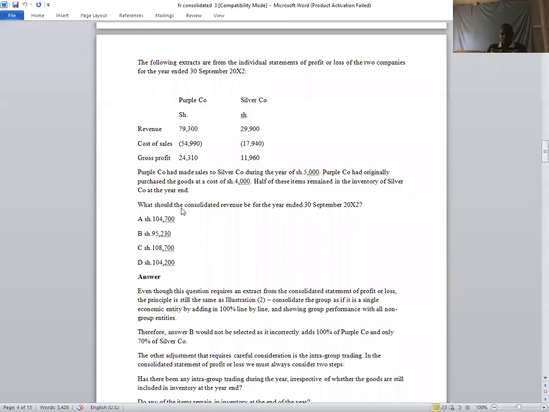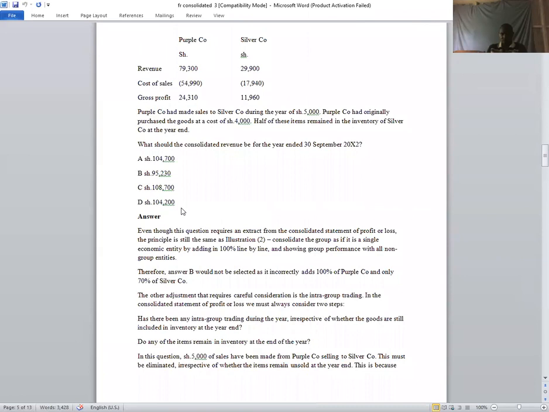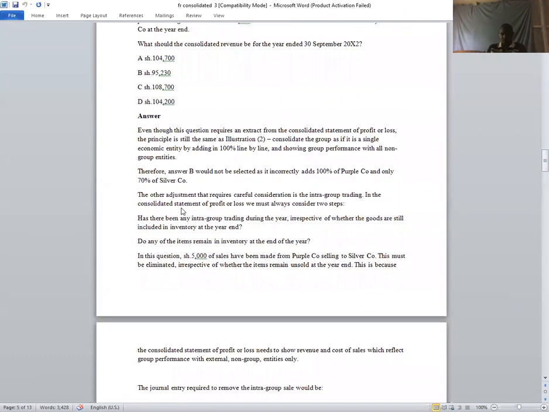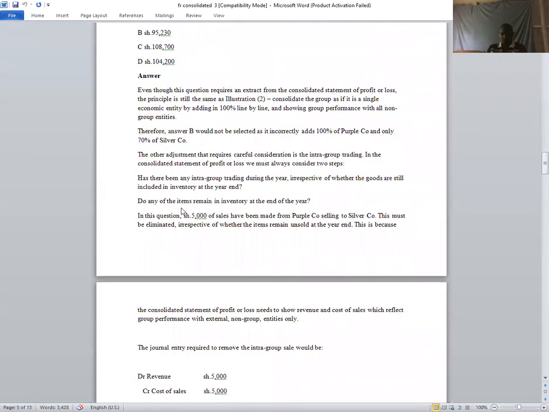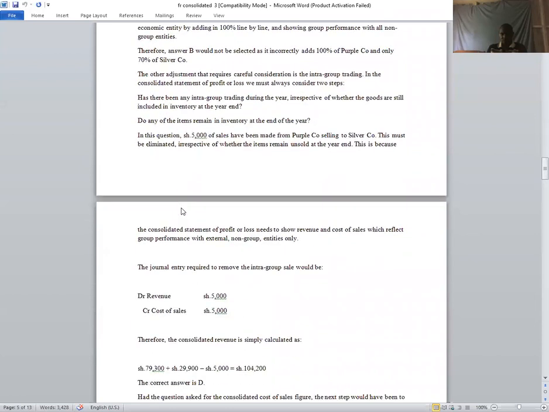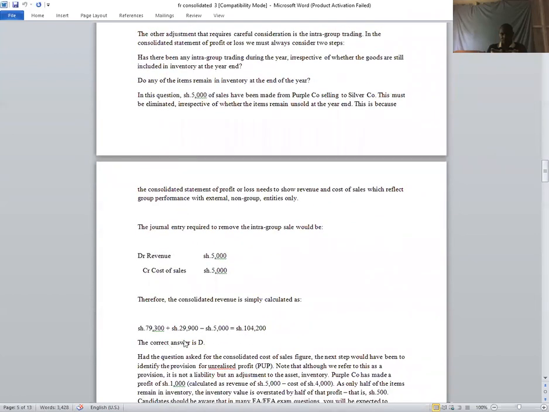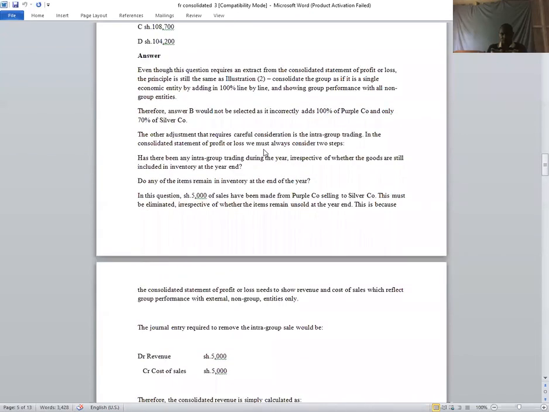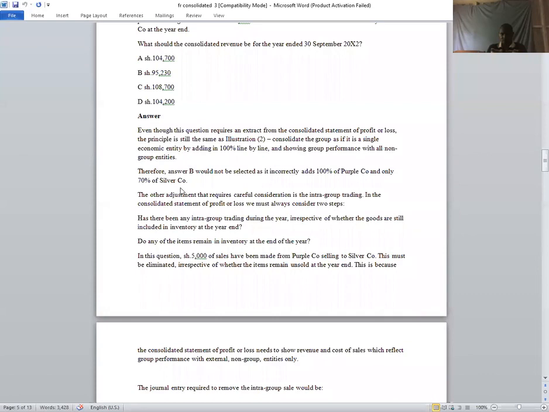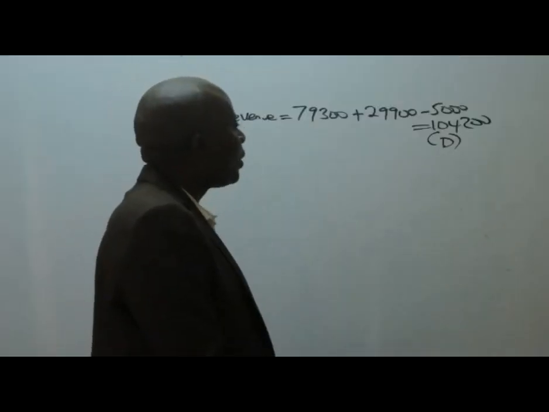Let me see the answer they have given. The correct answer is D. I know the biggest mistake that so many people make, like the ones who picked B: they took 100% of the parent and only 70% of Silver, and then subtracted, of course, 5,000. That is the biggest mistake you can make, ladies and gentlemen.